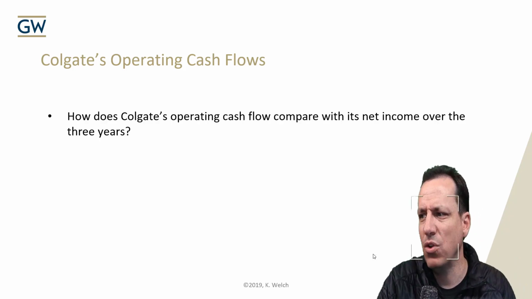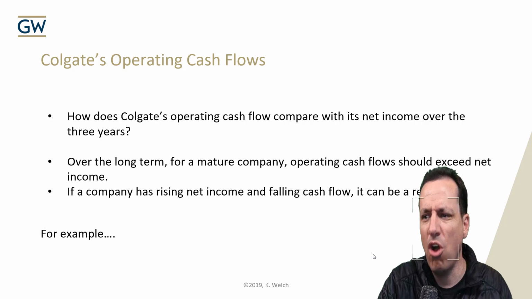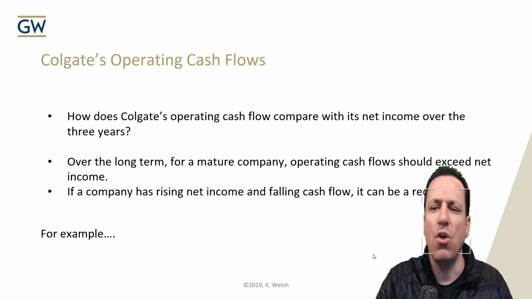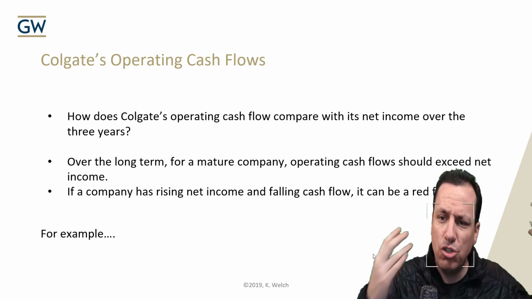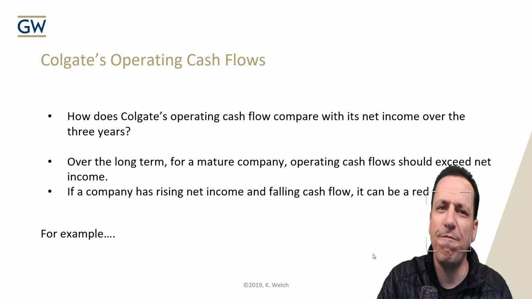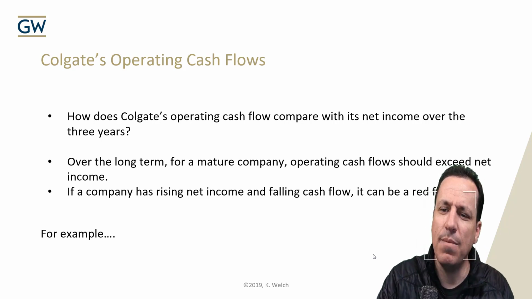So how does operating cash flow compare with net income over the 3 years? Over the long term, it's a mature company. Operating cash flows should exceed net income. Your operating cash flows over the long term should exceed the net income that you have. If a company has rising net income and falling cash flows, it can be a red flag.